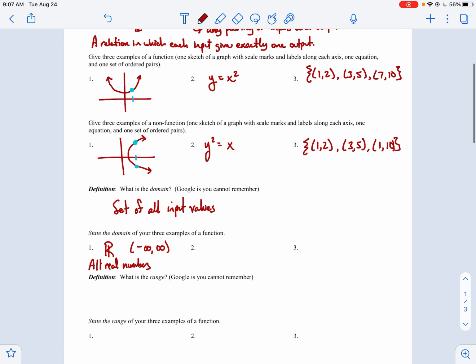Number 2 up there, same thing, y equals x squared. So what can we plug into that? All real numbers. Or we could say from negative infinity to infinity.